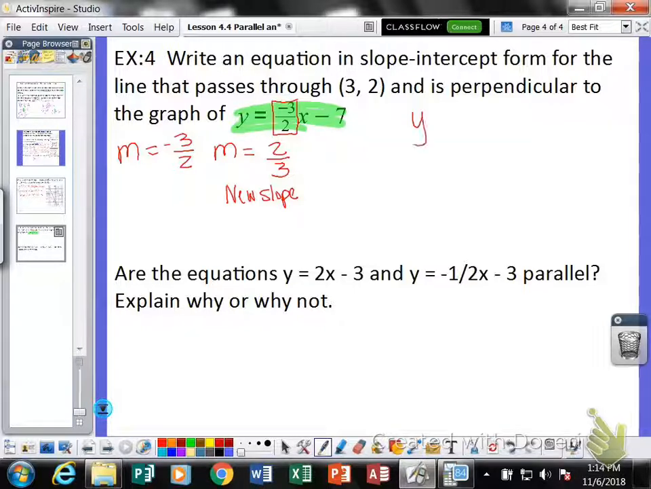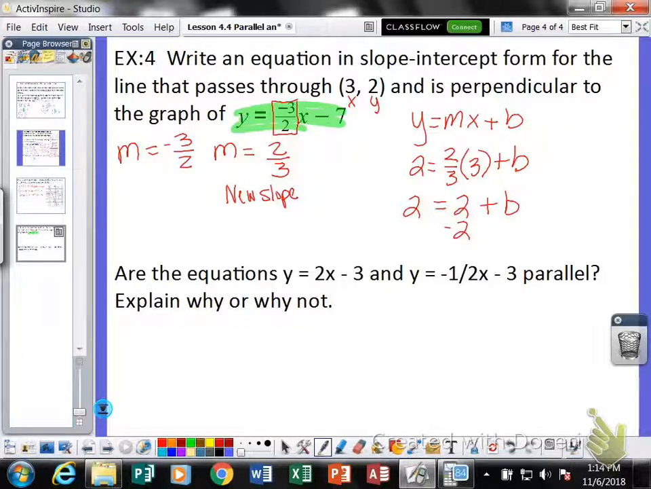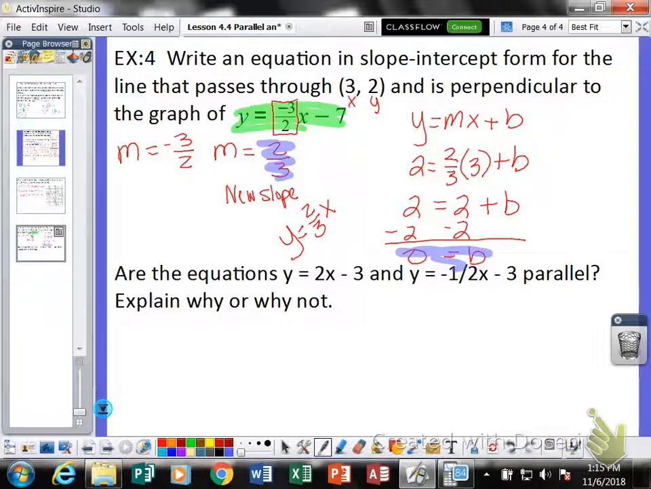So now I need to apply that to my equation y equals mx plus b. So we have our x and we have our y. So 2 equals 2/3 times 3 plus b. 2/3 times 3 is 2. So I get 2 equals 2 plus b. Subtract 2. And I get b equals 0. So again, we take our new slope and we take our b and we piece it together to come up with our final equation. y equals 2/3 x. Now, you don't want to write plus 0. There's nothing out there. Leave it alone. y equals 2/3 x. That is it.